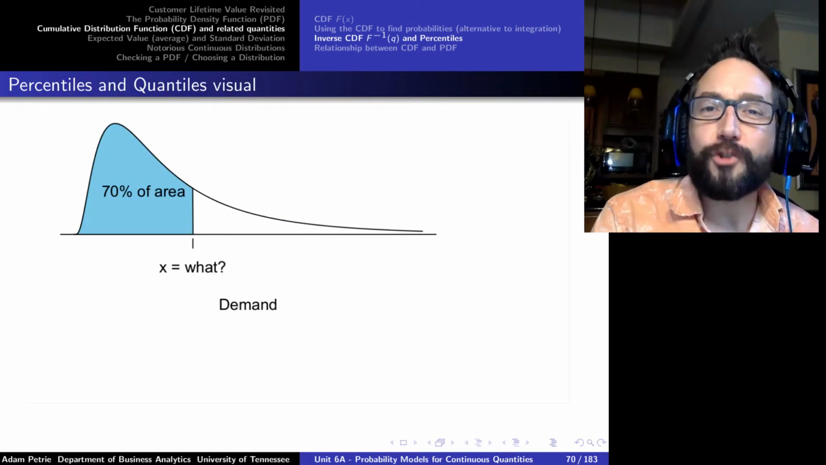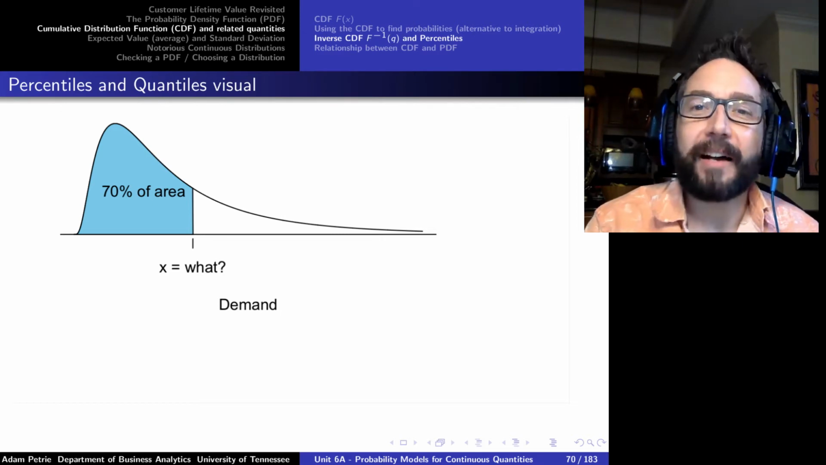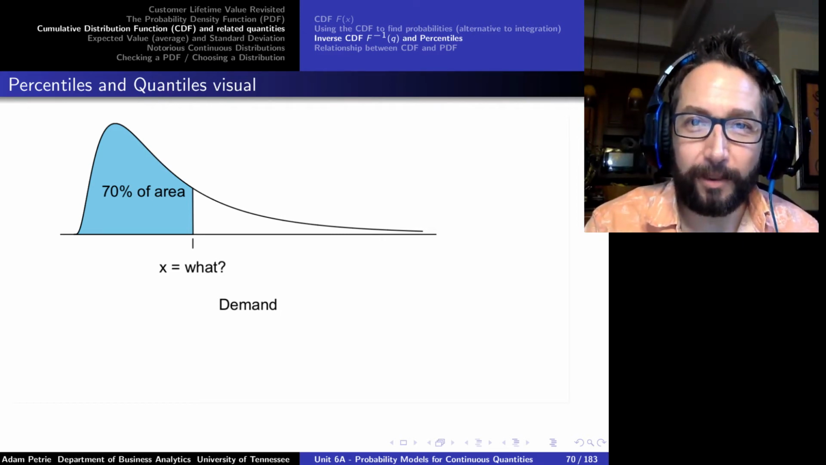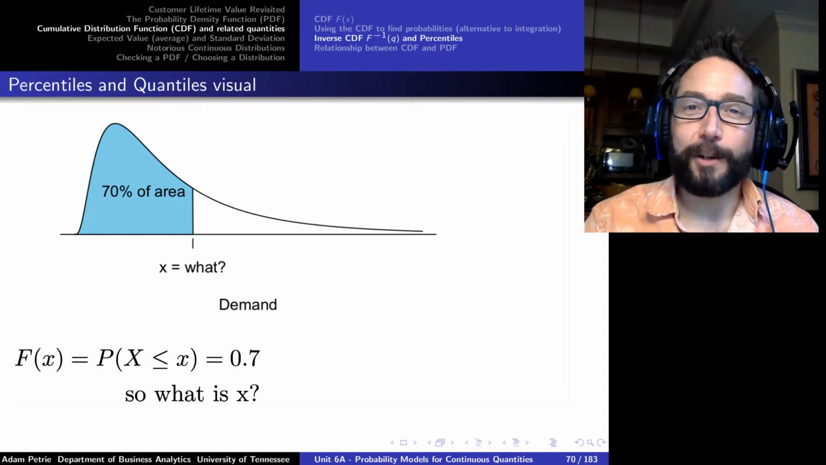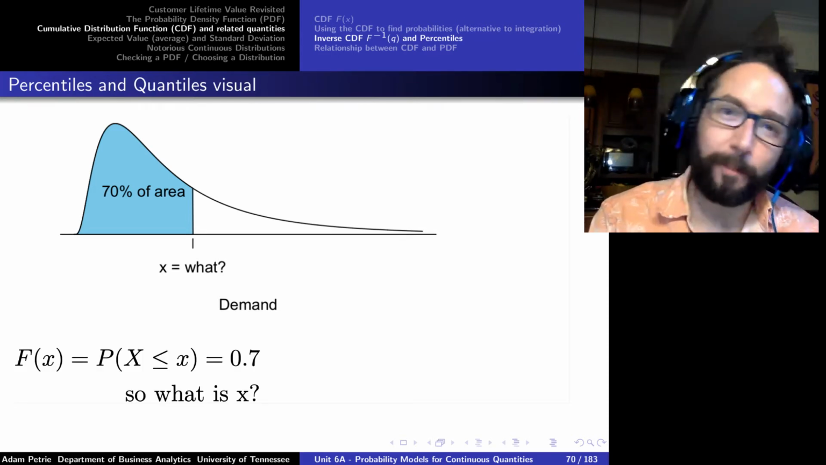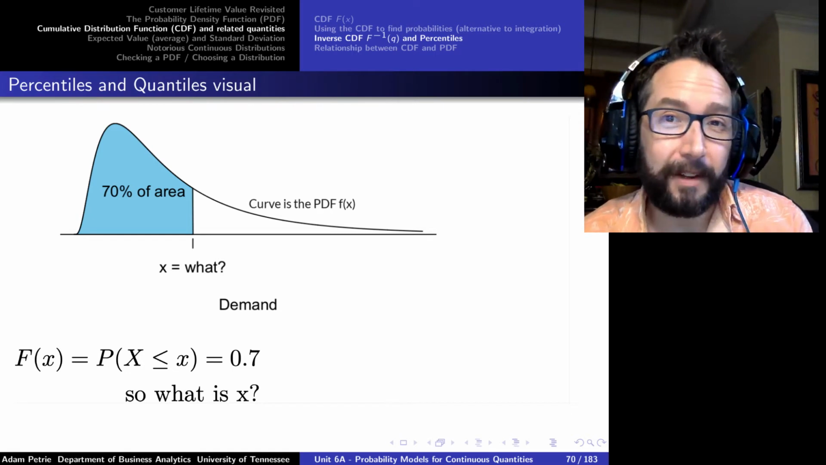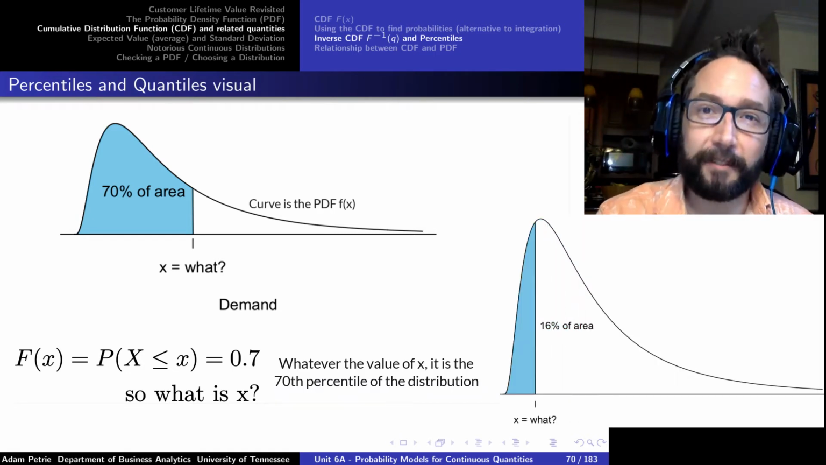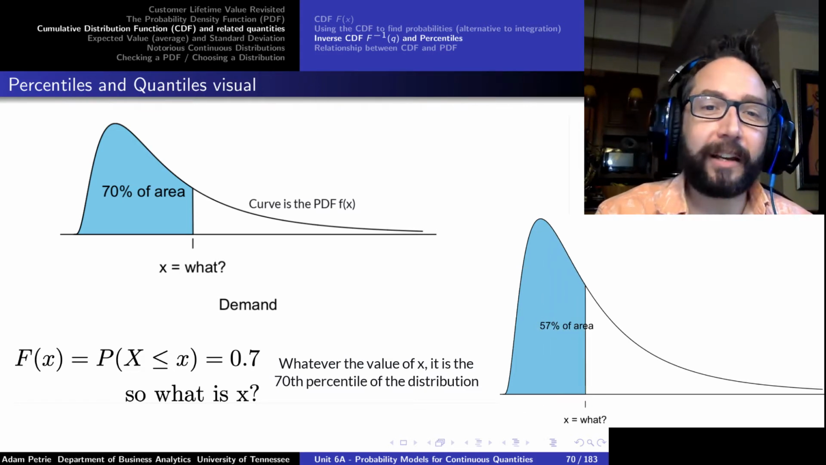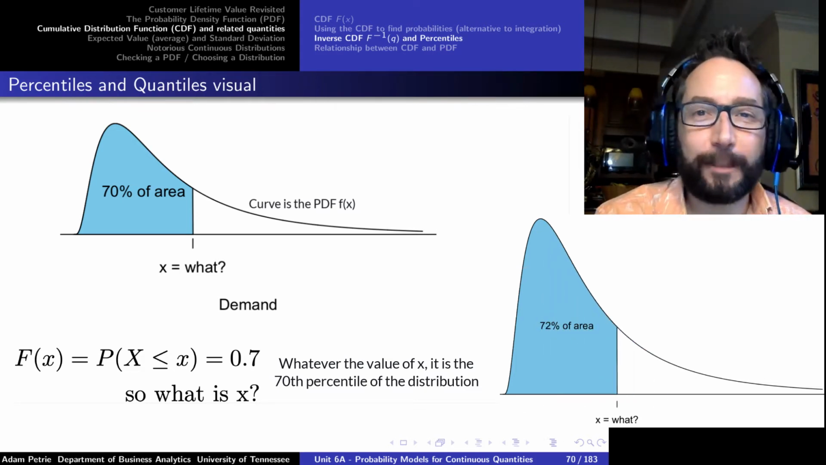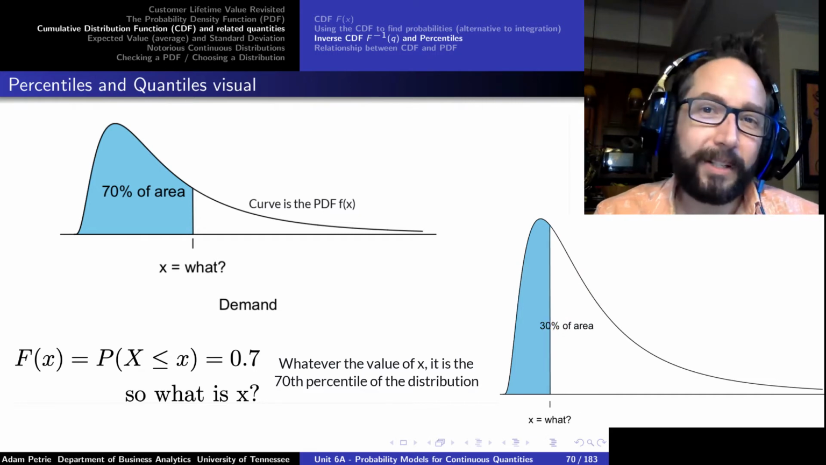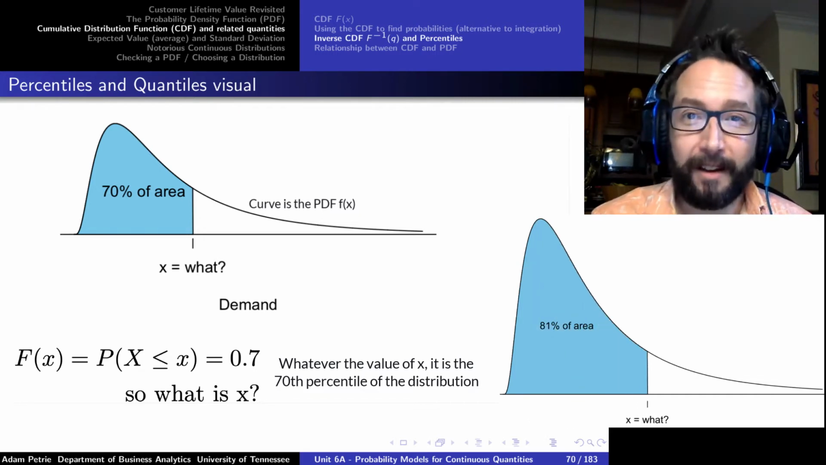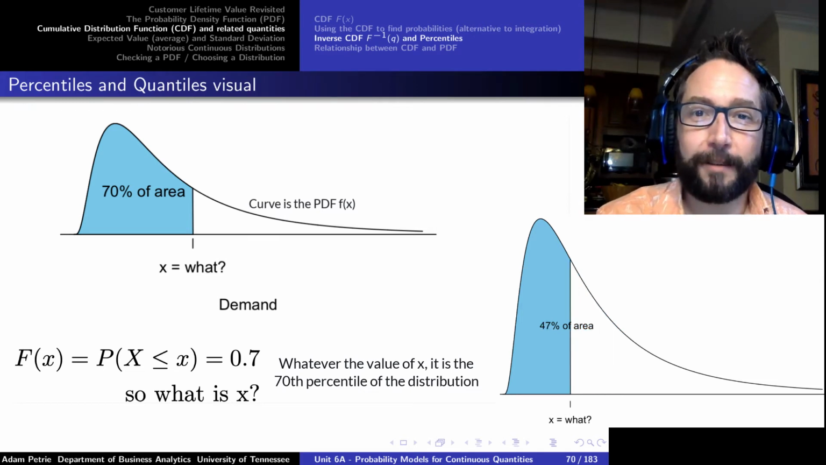All right, so visually, what do these percentiles look like? Well, we know that capital F is letting us know the probability of getting a value of at most little x. So if we were to look at a plot of the PDF, the shape of the distribution, that's just the area under the curve to the left of little x. Asking a question like, hey, what's the 70th percentile, is asking, well, what's the value of little x where we find 70% of the area under the curve to the left of x.